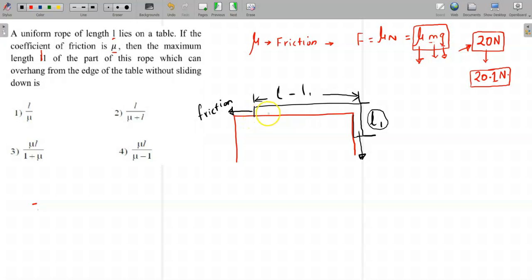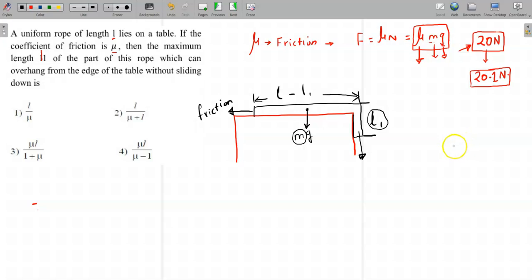So finally the rope is not falling down, which means it is balancing. The frictional force is balancing the pulling force. Here at the center of mass, the weight is acting downwards. So we can find the weight of the resting rope, the rope lying on the table. That is mass times g. So first we have to find the mass of the resting rope.